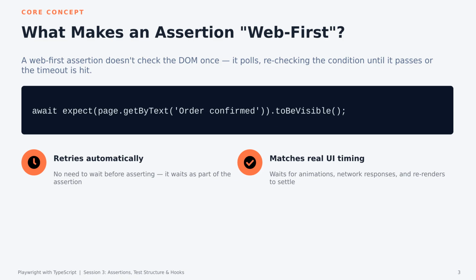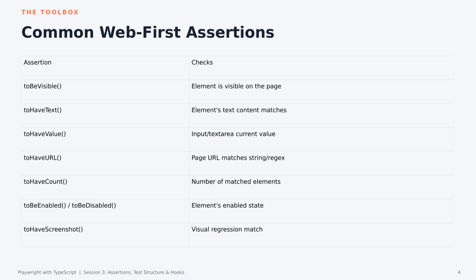2 things fall out of that polling behavior. First, it retries automatically. You never need to add a wait before an assertion like this, because waiting is baked directly into the assertion itself. And second, it matches how real UIs actually behave. It waits for animations to finish, for network responses to land, for re-renders to settle, all before it gives up and fails. Let's look at the toolbox of web-first assertions you'll use constantly.